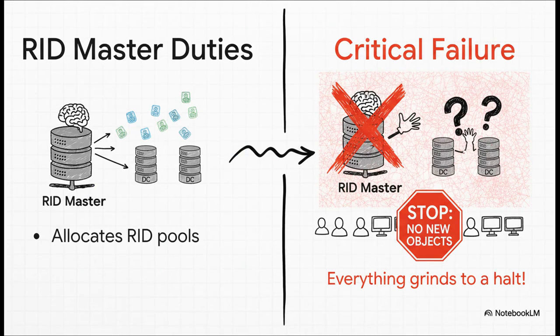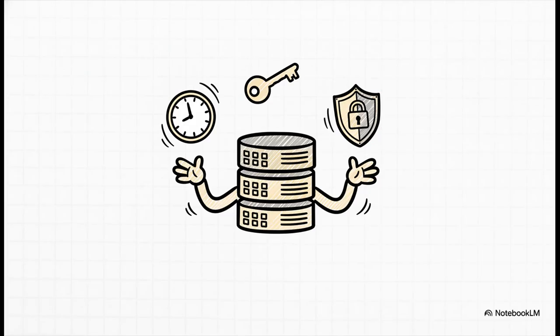And here's why that's so important. If your RID master goes down, the other domain controllers will eventually just run out of the ID numbers they were given. And when that happens, that's it. No more new users, no new computers, no new groups in that domain. Creation just stops. Next up, we have what is probably the busiest manager in any domain.